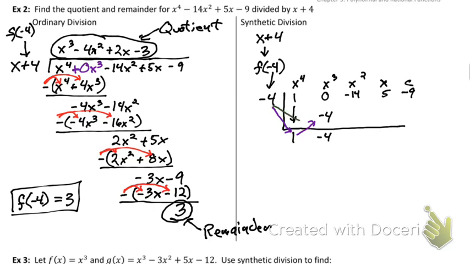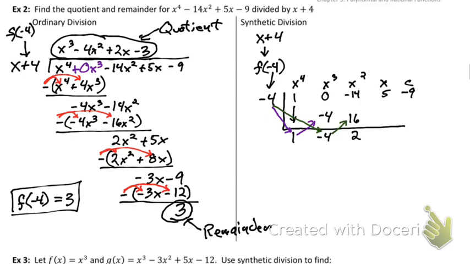Then we take that negative 4 and multiply it by that negative 4 here. So we go negative 4 times negative 4 equals a positive 16. And let's put that back in black. Negative 14 plus 16 equals 2.